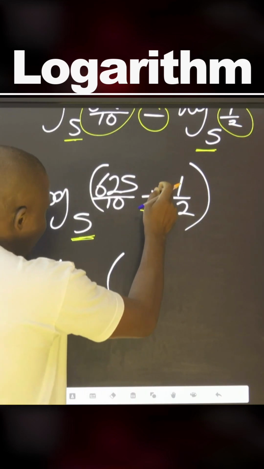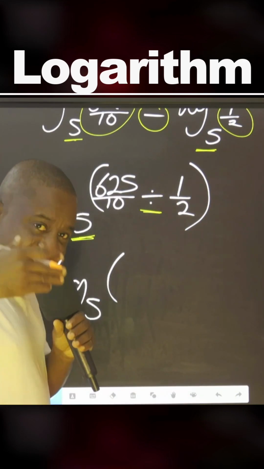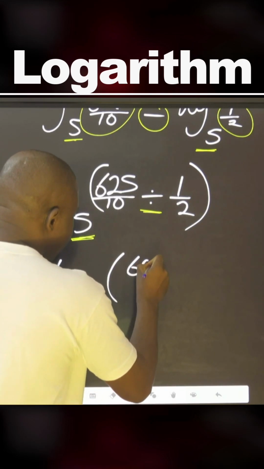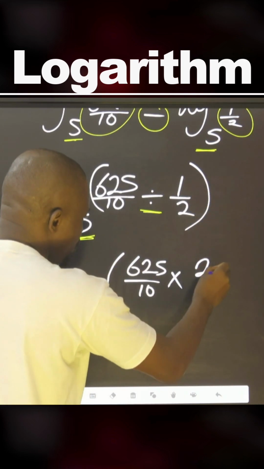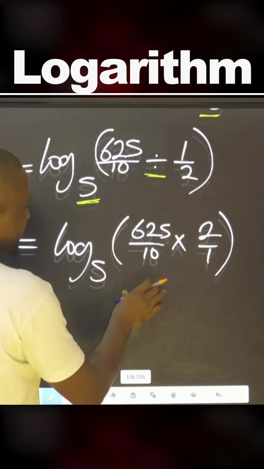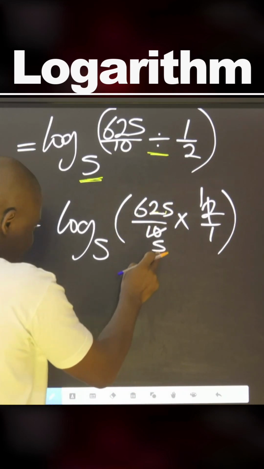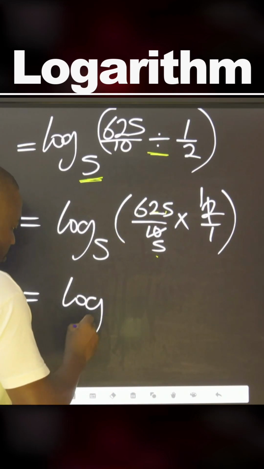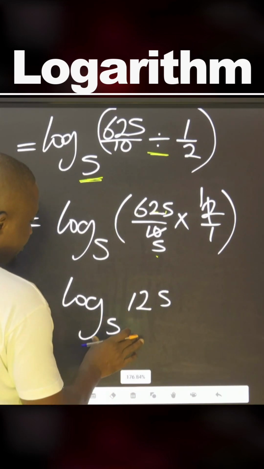You will agree with me that if I want to turn this to multiplication to make it easy for me to solve, I will flip this to be 2 over 1. 2 here 1, 2 here 5. 625 divided by 5. That is 125. Okay?